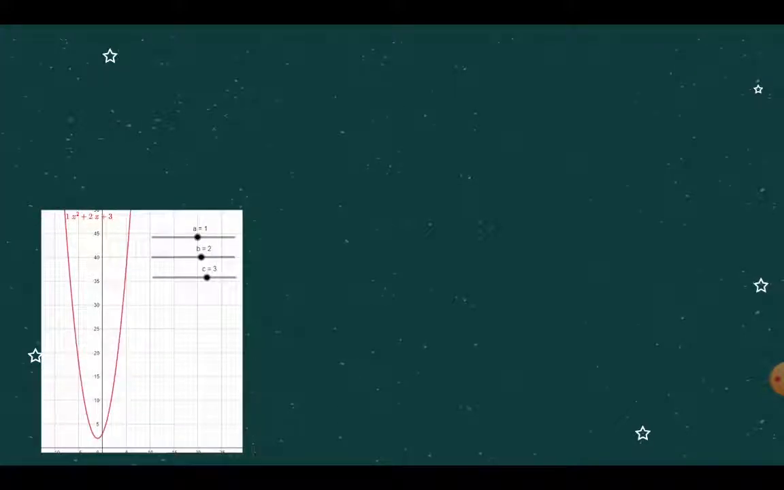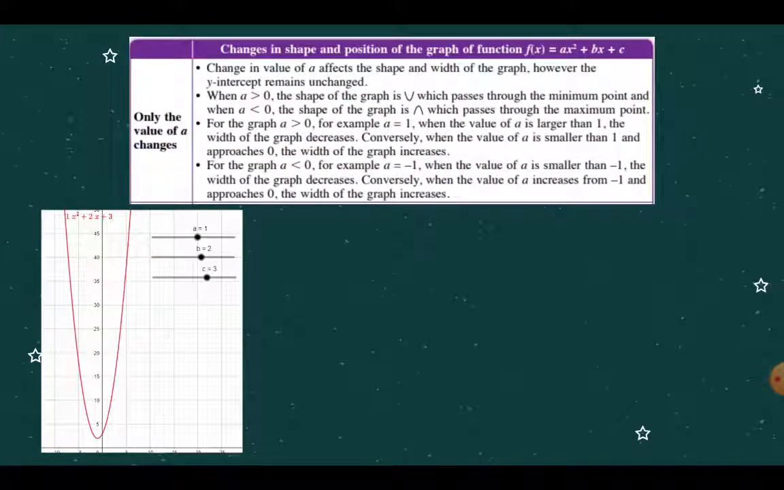Okay, so let's look at our result. This is the original graph for our equation, which is f(x) equals x squared plus 2x plus 3. So, the change in shape and position of the graph for a quadratic graph. When we change only the value of A, the change in value of A affects the shape and width of the graph. However, the y-intercept remains unchanged, of course.